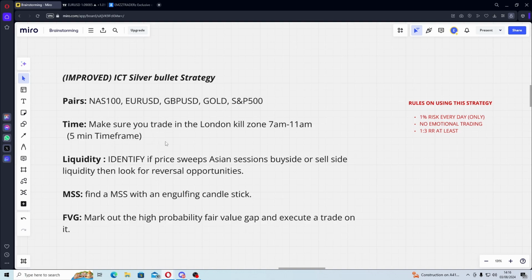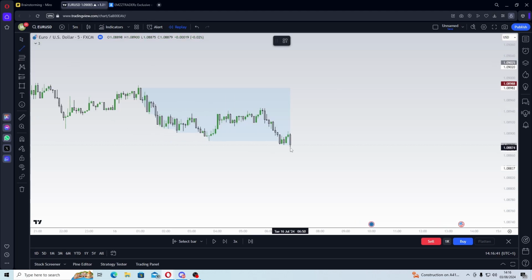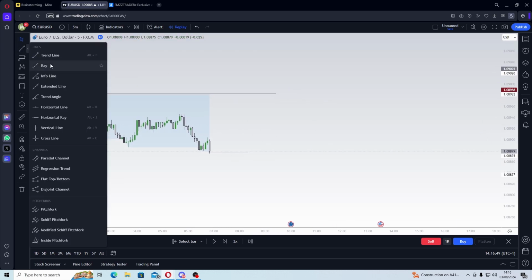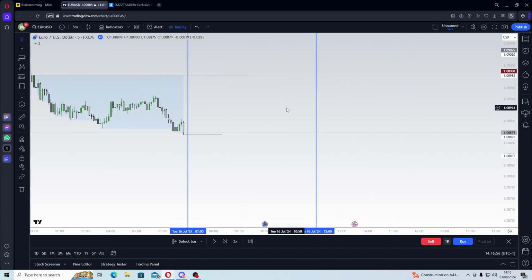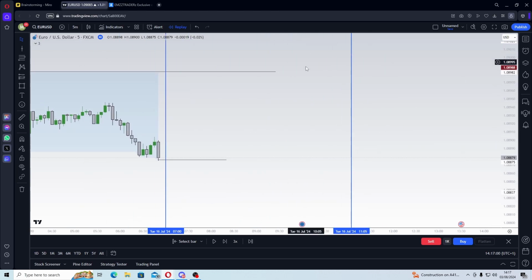Okay, so you need to identify if price sweeps Asian session's buy side or sell side liquidity. So what I need to do now is mark out the Asian session's sell side liquidity right here, and mark out the Asian session's buy side liquidity, which is right here. Okay, and my time frame is going to be from 7, anywhere around here, until 11. Okay, 11 is right here. All right, so that's going to be my trading time. That's going to be my London kill zone.